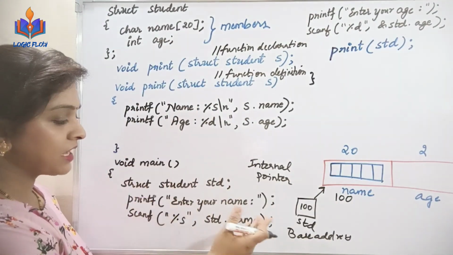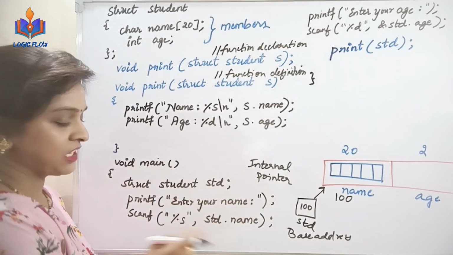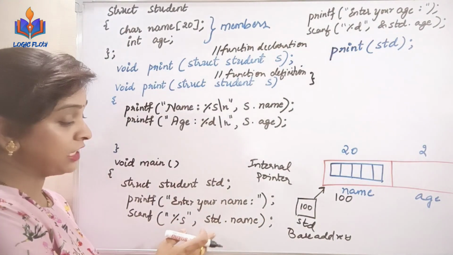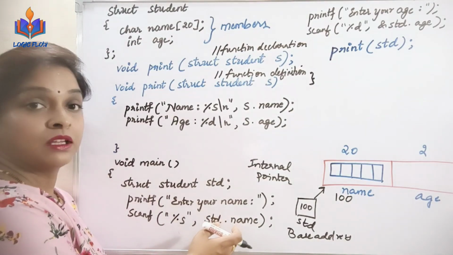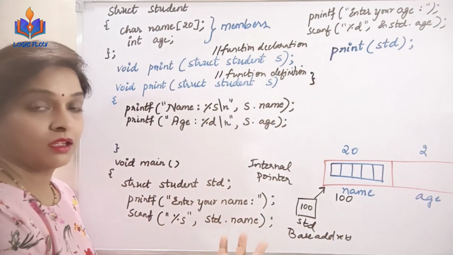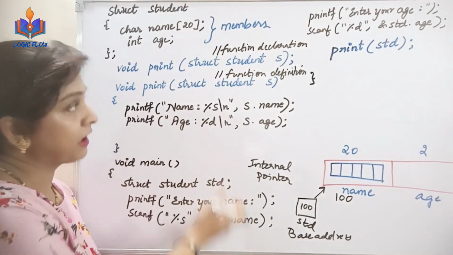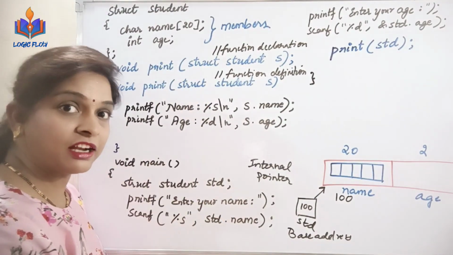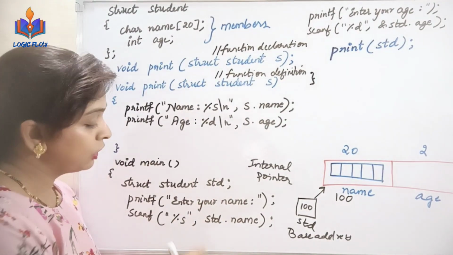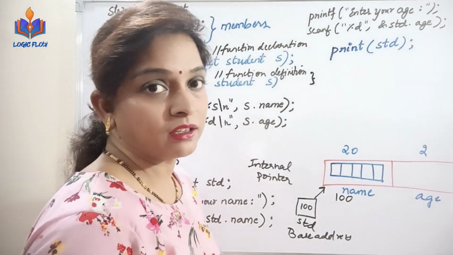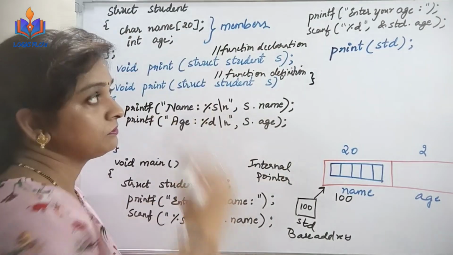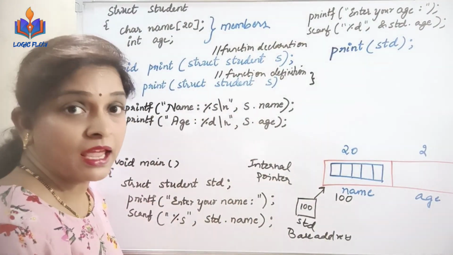Now, I just enter your name. I'll just say percentage s, std dot name. Say again, std dot name. I don't use any ampersand because I am using the base address. For a character array, the array name will itself give you the base address. So I just say std dot name. Then I say enter your age. Then I'll enter the age at percentage d, ampersand of std dot age.